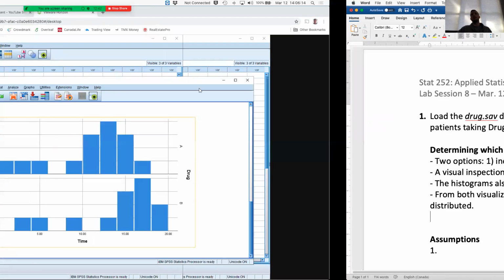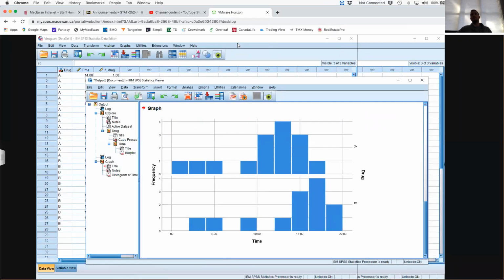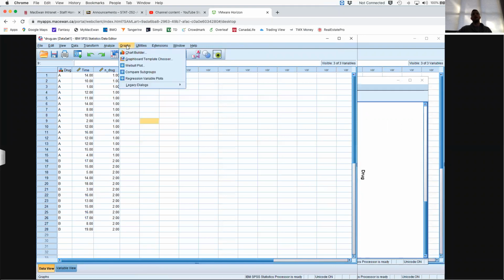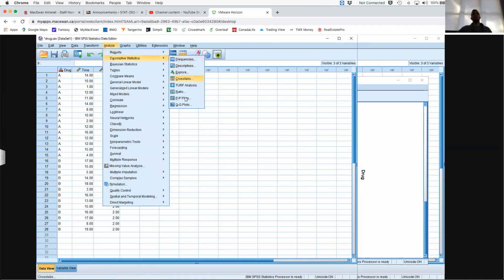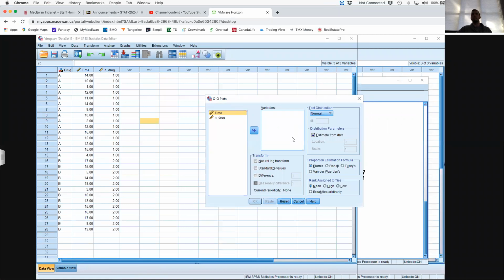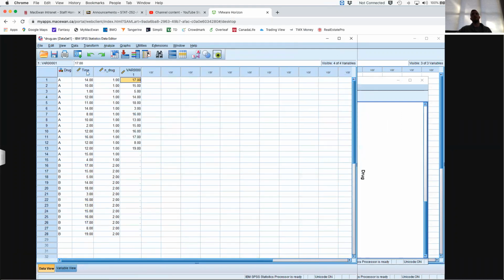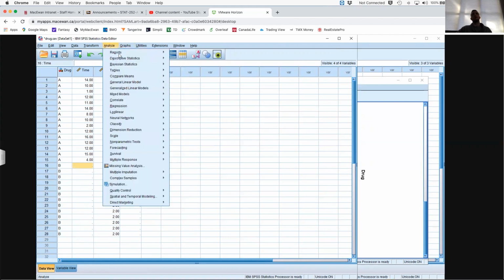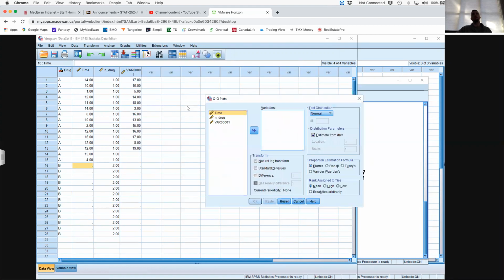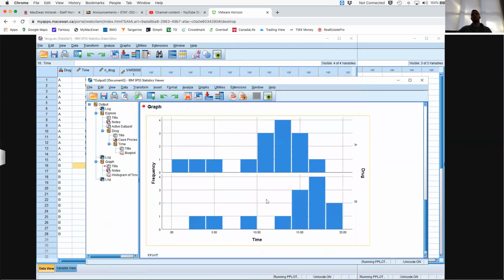Okay, now the other thing that we can do here is construct QQ plots. QQ plots are a little bit more annoying because you can't split them. So to construct a QQ plot, what we have to do is take our data for each variable and paste it momentarily into its own column. I'm just going to hack these off here for now. So we'll go Analyze, Descriptive Statistics, Q-Q Plots. So we'll have time and we'll have var1. We'll click OK.